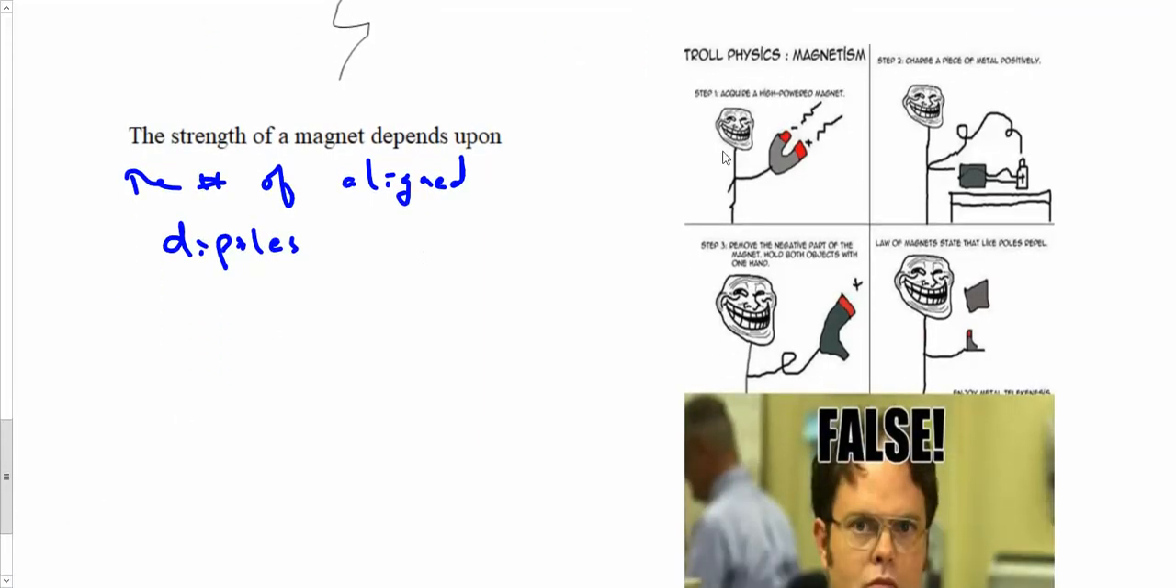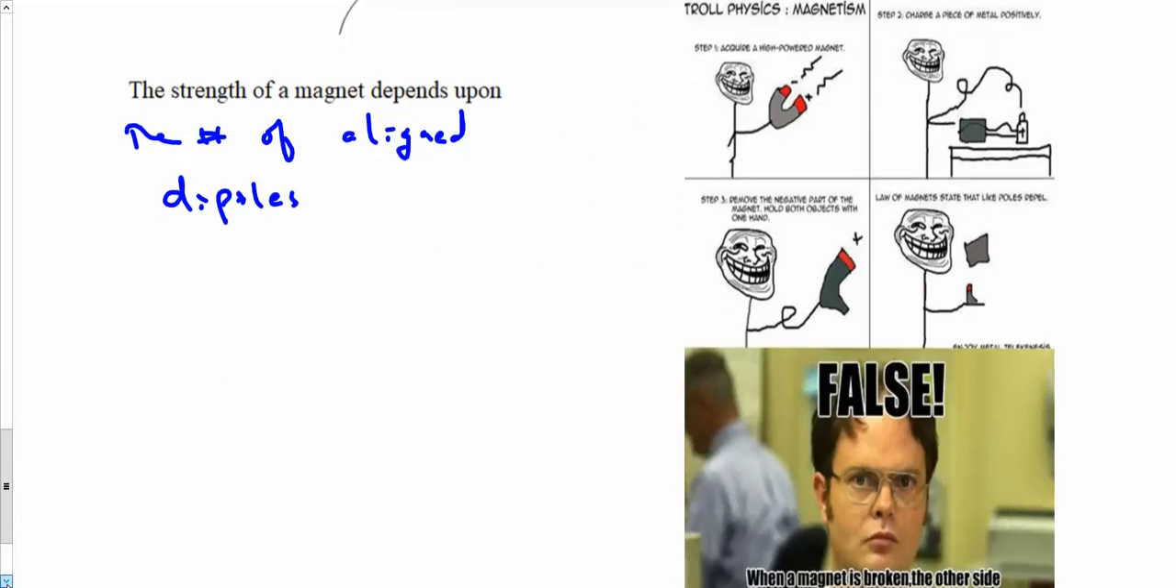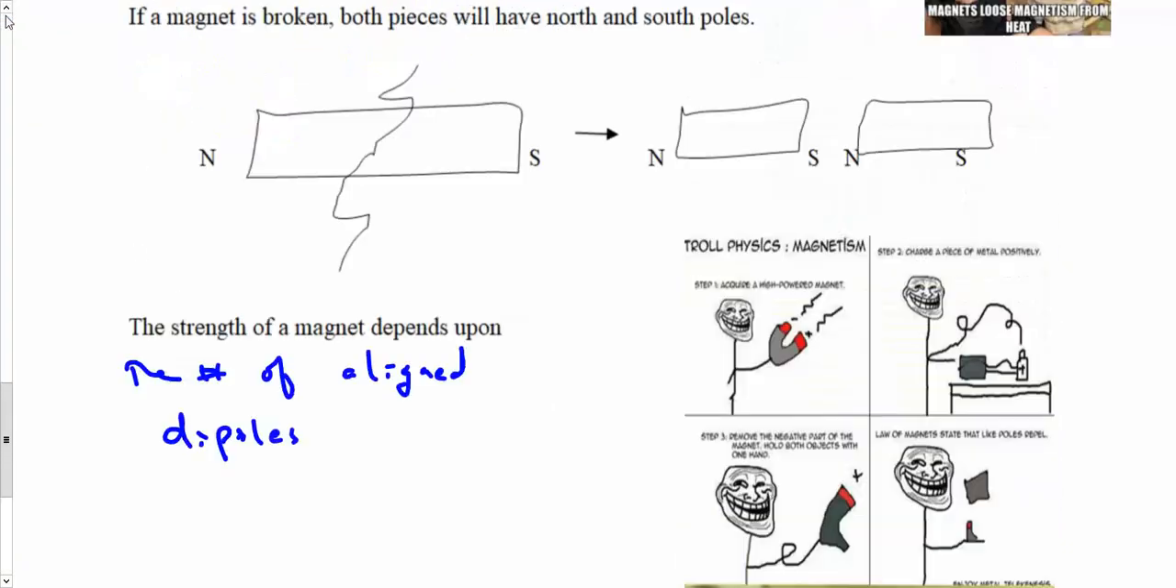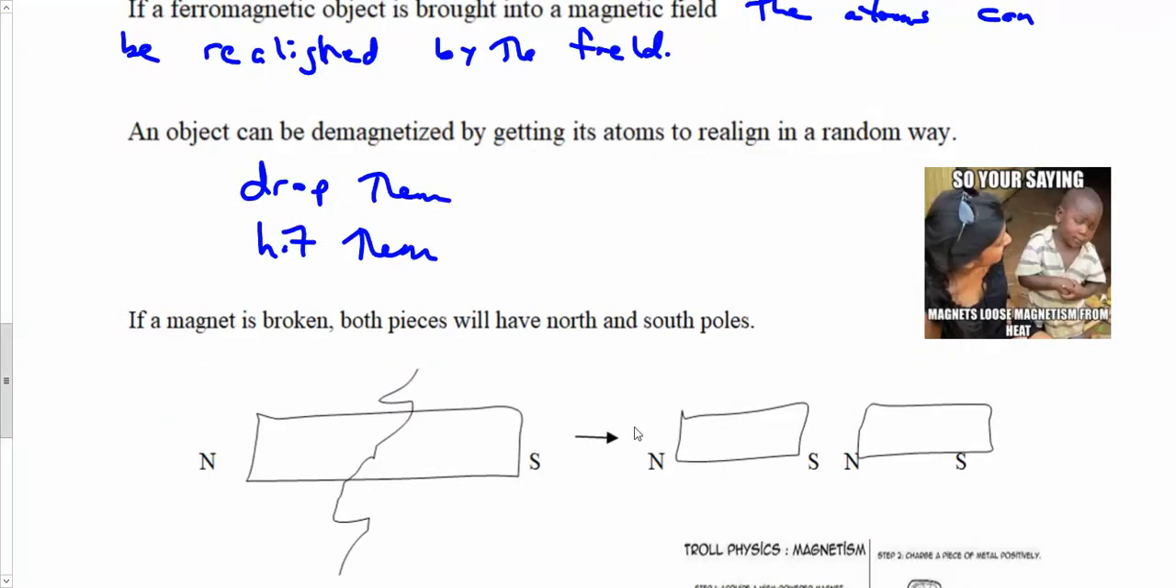So there's a silly little meme troll talking about it, and luckily we have this guy from The Office who says false. When a magnet is broken, the other side becomes the positive negatives, and due to the fact that all magnets must have a north and south pole, he learned it in grade 5, and maybe you did, but if you didn't learn it in grade 5, that when you break every magnet needs a north and a south, and if you break one, you get two norths and two souths. You know it now.